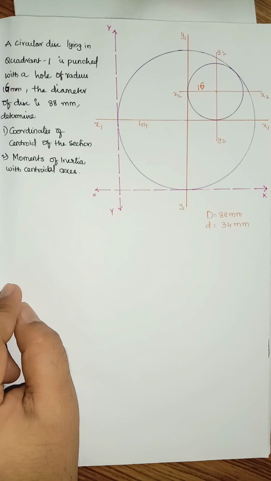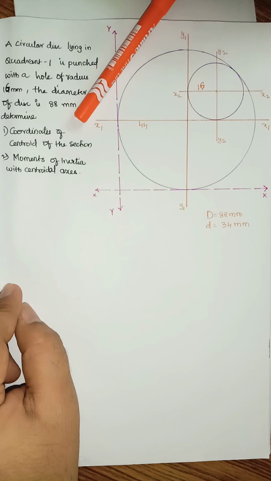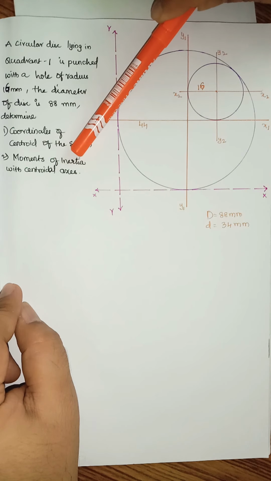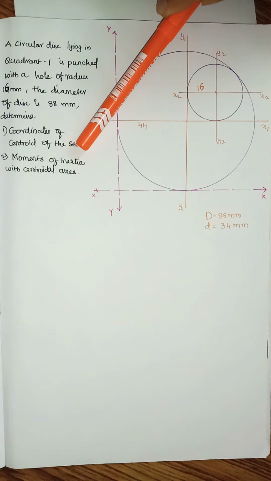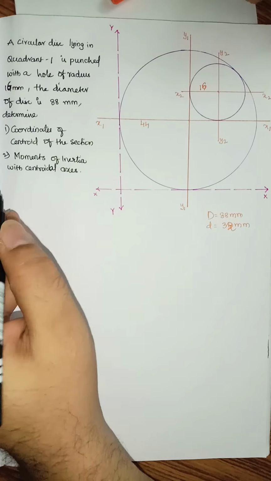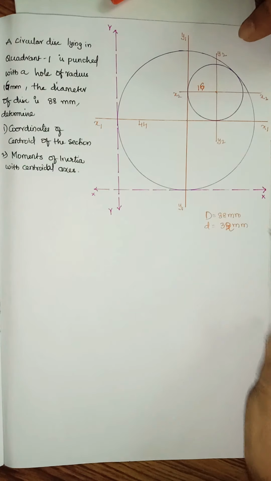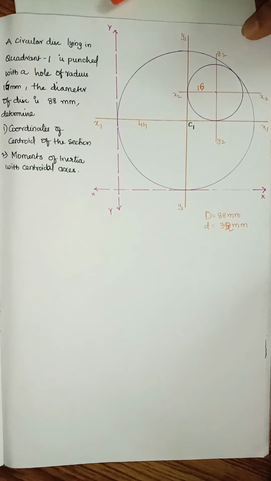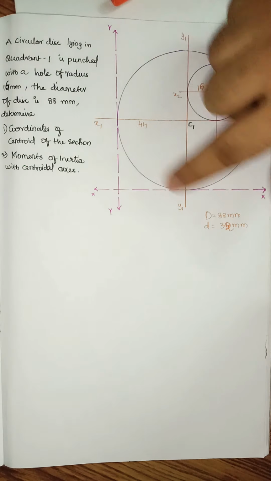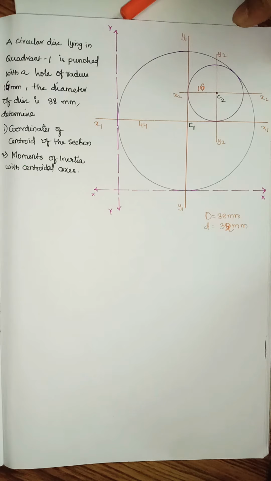Now here we have to determine the coordinates of centroid for the given section as well as the moment of inertia with respect to its centroidal axis. Now for that, step 1, coordinates of centroid for the given section. Now let us assume that there is a point C1 whose coordinates are x1 y1 for the bigger circle, and let us assume that there is a point C2 whose coordinates are x2 and y2 for the smaller circle.